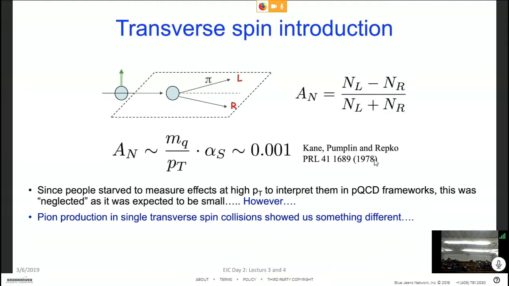He was measuring something like 40%. So these theorists, Kane, Pumplin, and Repko, estimated, using their knowledge of QCD at the time, that these asymmetries, if they came from QCD, should be of the order of the mass of the quark, the leading quark inside the pion, that is the u quark, divided by the transverse momentum that could be of the order of a GeV. Alpha S at that energy is large, so that alpha S was measured. And so they estimated that it should be very, very small, 0.001, that is 0.1%.